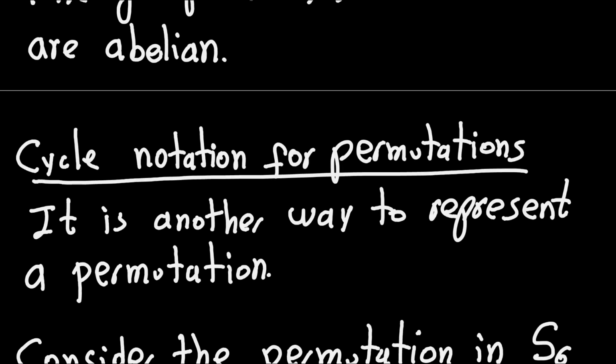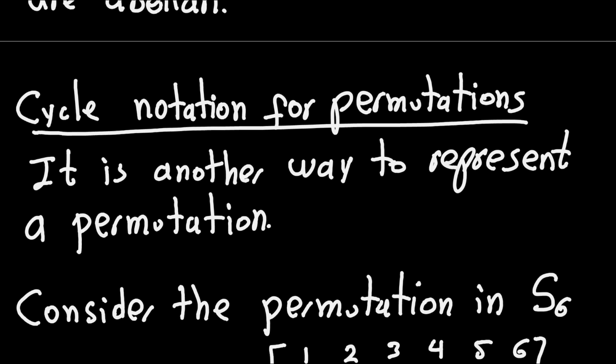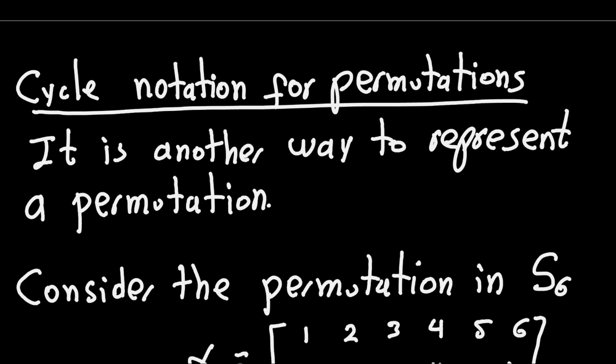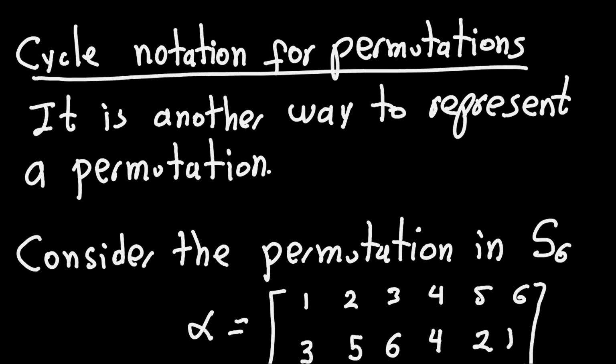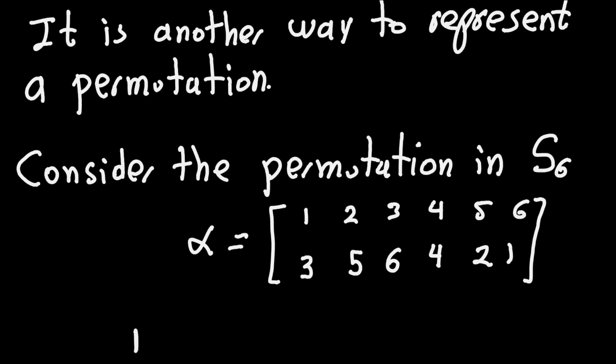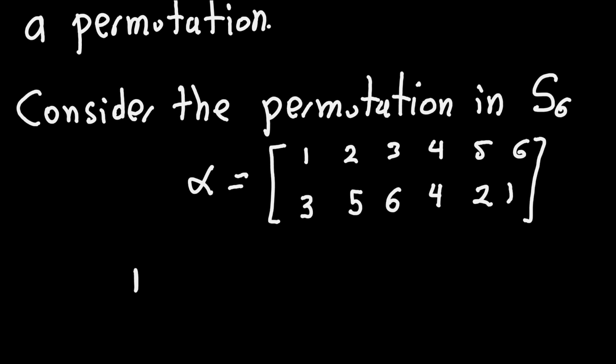Now, the array representation we talked about in the previous video and this one can be simplified a little bit more using what we call the cycle notation for permutations. This is a way to express the same permutation, the same bijection, but in a shorter way. So let's look at that. This is another way to represent a permutation. Let's see how we do that. Let's look at an example.